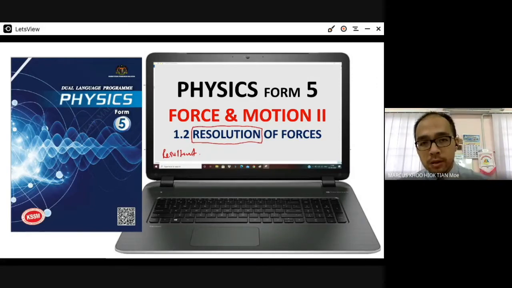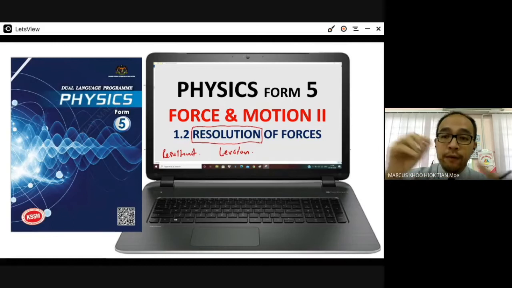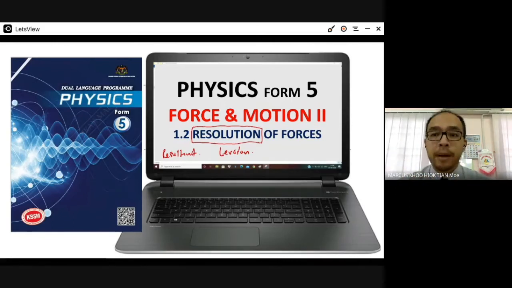But resolution of forces, in Bahasa Melayu, resolution is called leraian. So if you are given a force, what you need to know is how to break up the force into different parts. The first subtopic is combining all the different parts into one force. But now the resolution of forces, leraian daya, is if I give you a force, I want you to break it apart into components that we all can understand mathematically.